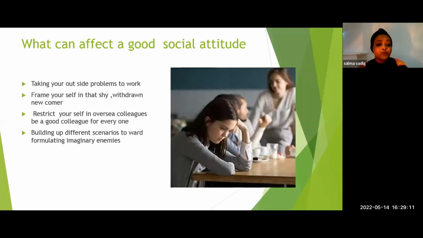Don't build up different scenarios formulating imaginary enemies. We're going to speak about that in the mental health section, but just social wise, don't have enemies. Enemies do not exist, basically. It is just how people are, they are born this way. There are nice and kind people, and there are people who are not, but there are no enemies. So don't imagine enemies, and don't block anyone socially. You need to have a good social attitude with everyone, and if it's not possible, just stay away and don't show anything negative socially. And we will speak about that more in the mental health section.